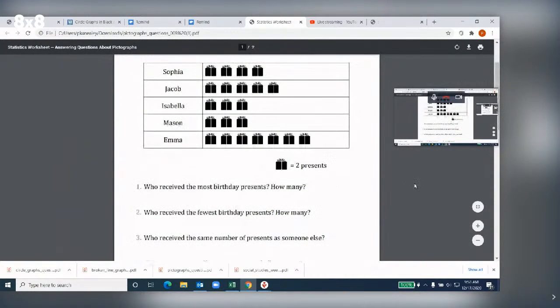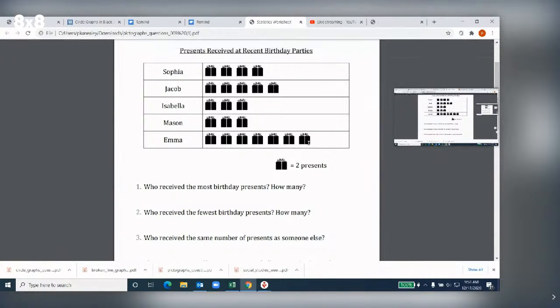Who received the most birthday presents? That'd be Emma. You can see Emma has the most boxes, and she's got 3, 4, 5, 6, 7. So Emma received 14 presents. Who received the fewest? If we look up here, Isabella only has 3 boxes, but remember each box represents 2 presents, so Isabella's going to have 6.